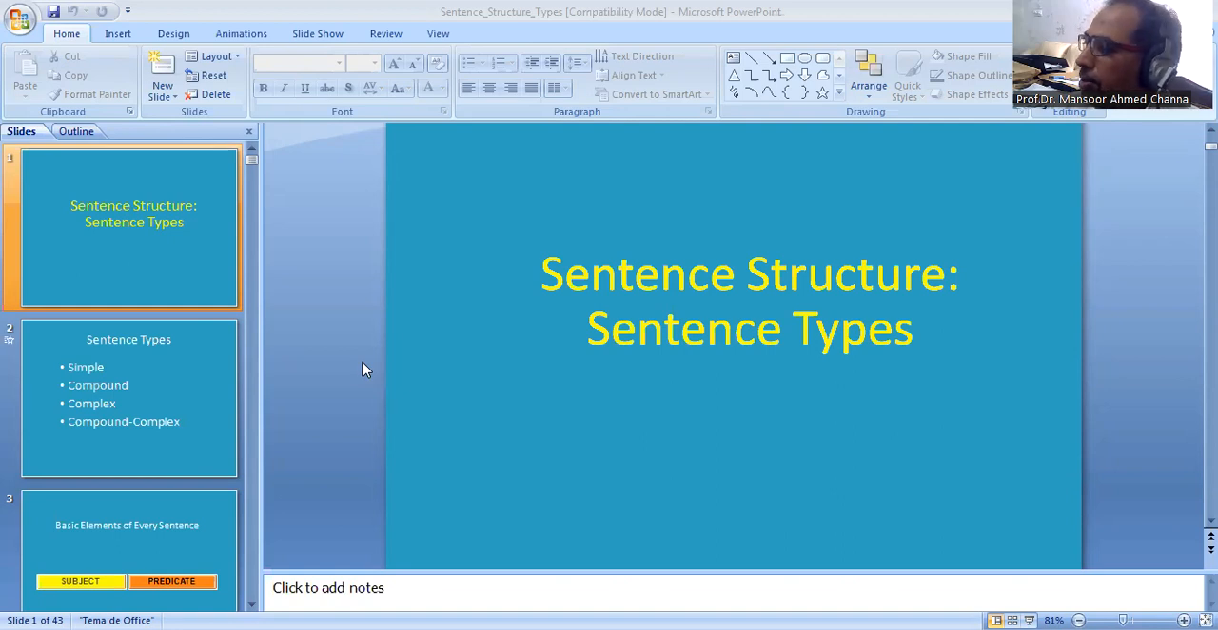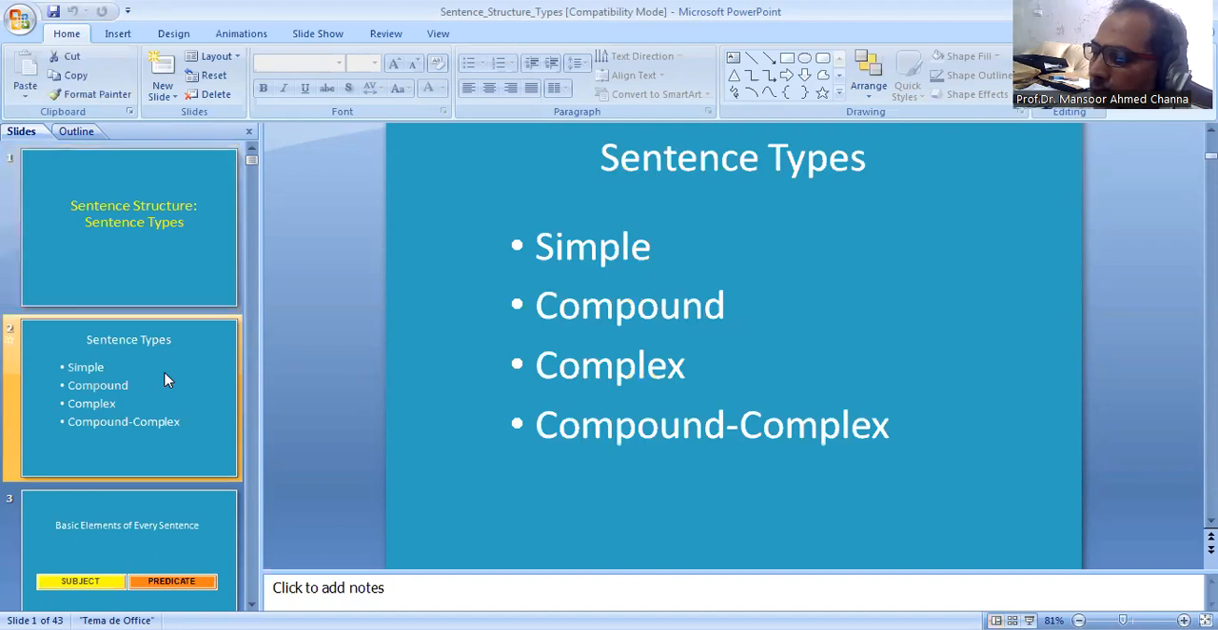Well, gentle students, today I'm going to tell you something about sentence structure, sentence types. There are four types of sentences. They are simple sentence, compound sentence, complex sentence, compound-complex. Today we are going to focus on simple sentence and basic elements of the sentence.